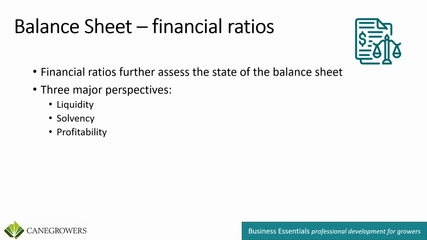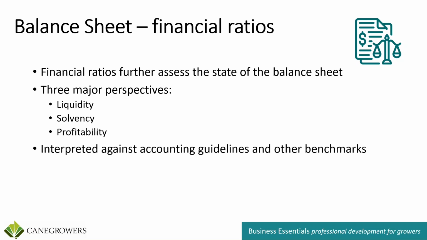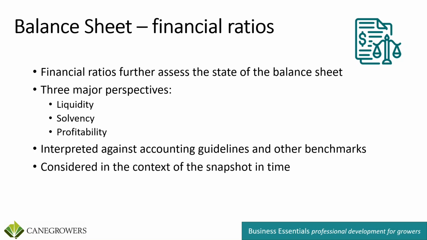This ratio requires information from both the income statement and the balance sheet. To interpret ratios, accounting guidelines and benchmarks can be useful. These can be ratio results for similar farms in the district and comparing with the farm's own historical results. The context of the results should also be considered. For example, has the farm recently undergone a significant expansion, or recovering from a disaster situation? Obviously, these events will affect ratios.